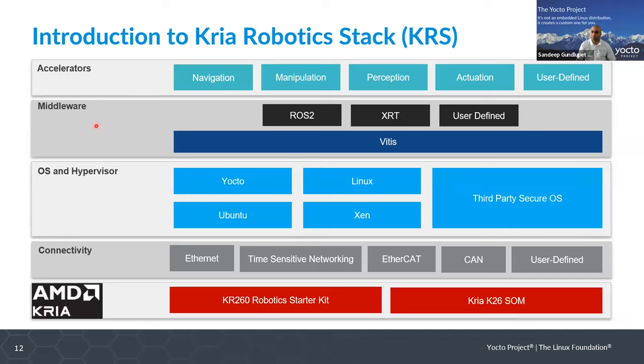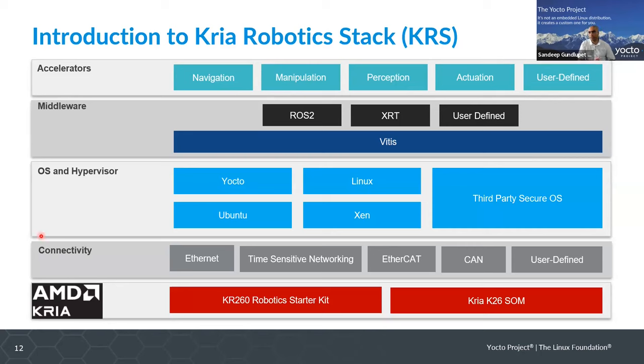And the middleware we use is Vitis. Vitis is an IDE used for application development using ROS, like XRT for the acceleration flow. And you can bring in your own user-defined middleware as well. So these are the basic accelerators supported with meta-ROS for KRS: navigation, manipulation, perception, actuation, and any user-defined applications.